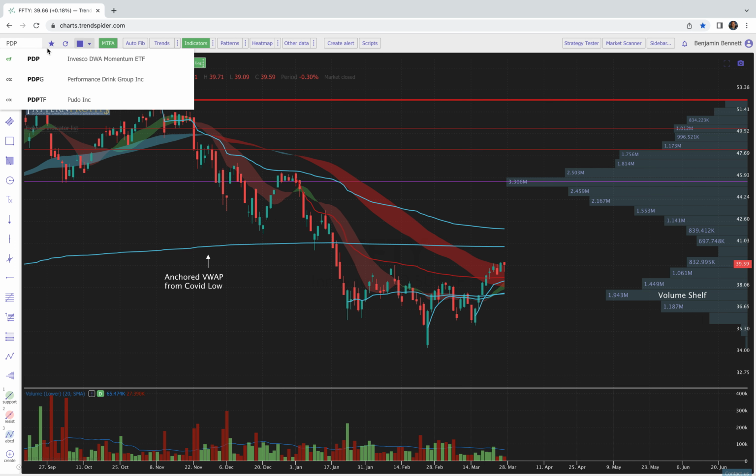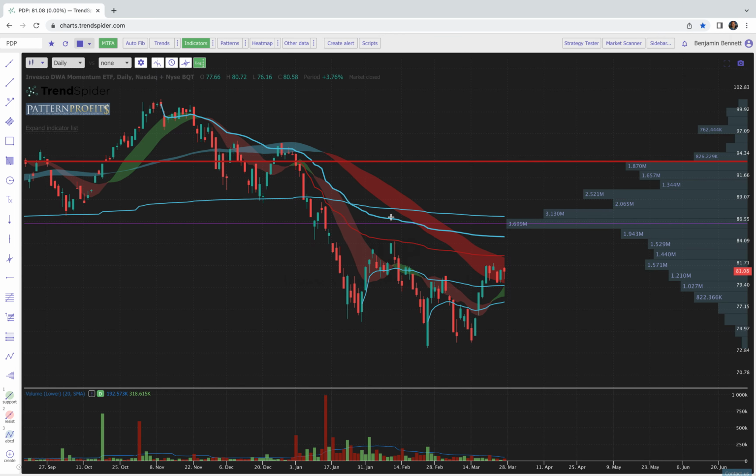We also like to take a look at PDP, the momentum ETF. Year to date anchored VWAP sitting above there within 50-65 cloud, 1020 cloud also gone green here. So similar to the others. Let's get right into our watch list.